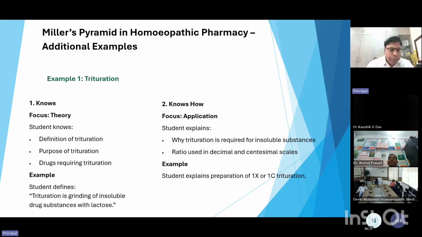He should have knowledge about the trituration. Second phase is application. The student explains preparation of 1X or 1C trituration. So student should be able to explain why trituration is required and what ratio is used in decimal and different potencies.